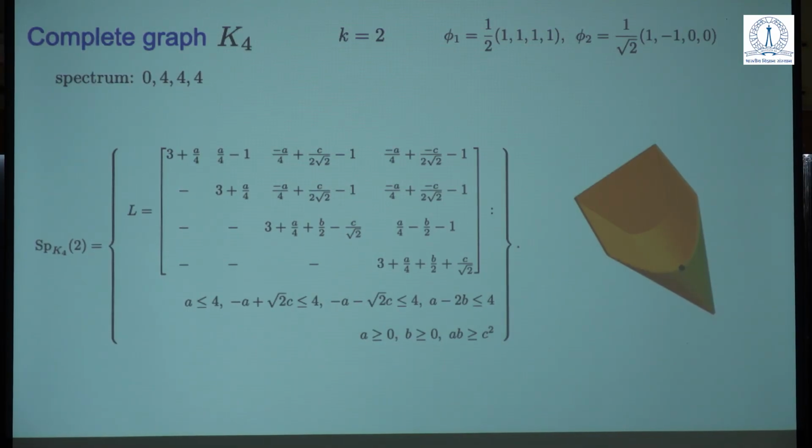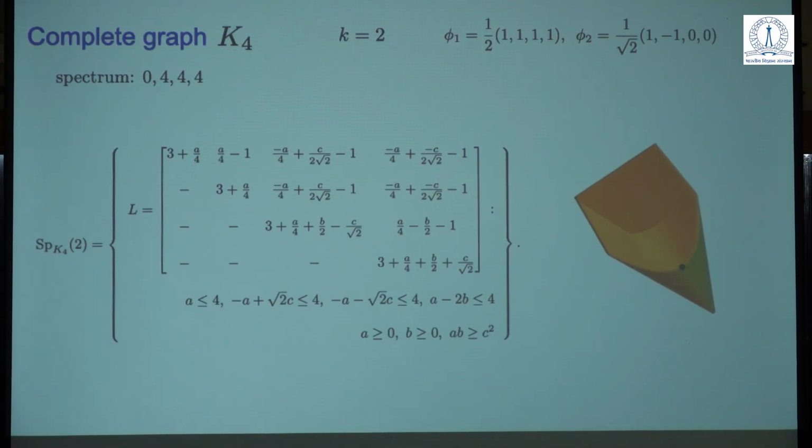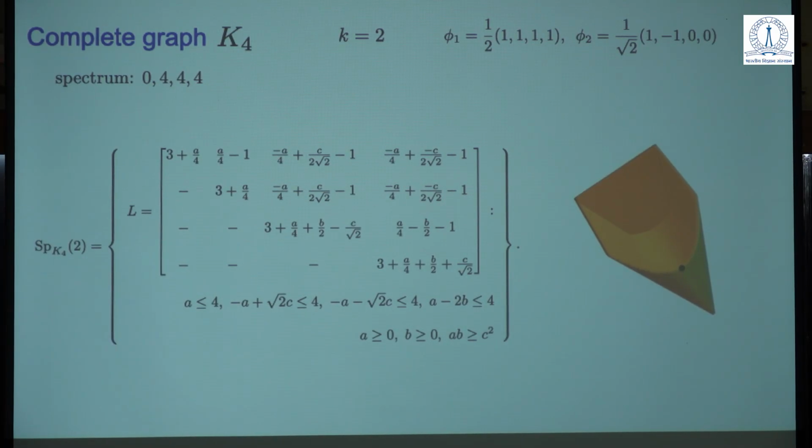If you have 2 by 2 PSD matrices and you require this to be PSD, then the conditions are A non-negative, C non-negative. So the bottom 3 conditions are coming from the PSD-ness of a 2 by 2 matrix. That's the curvy piece. So what is this picture really?